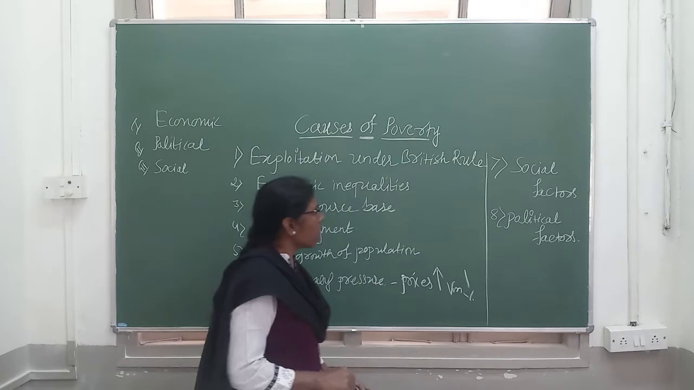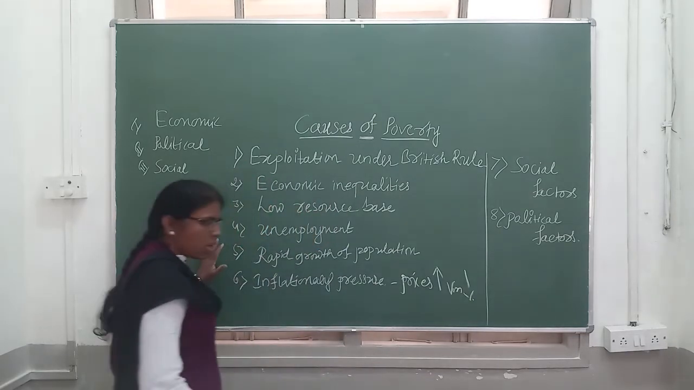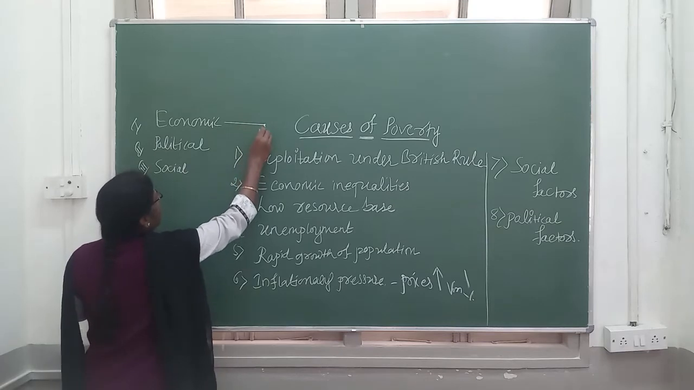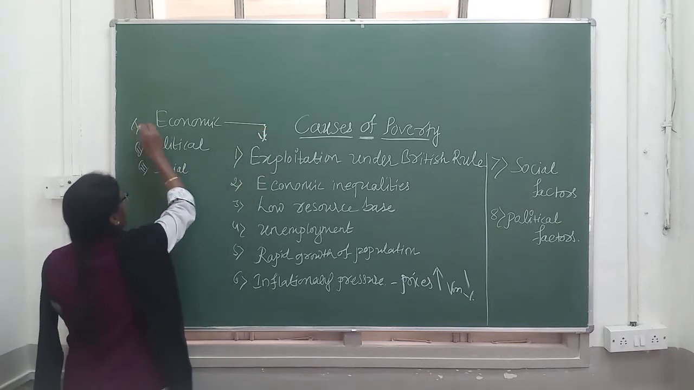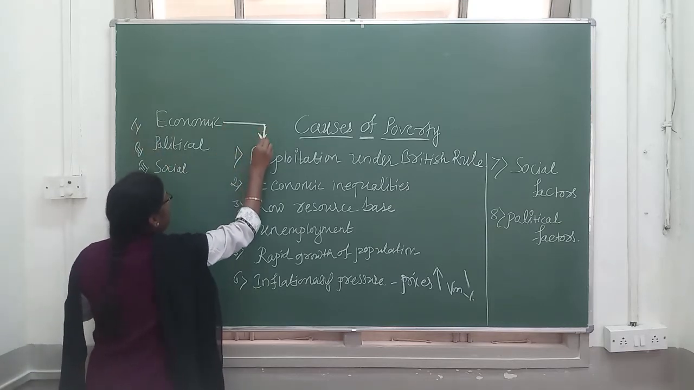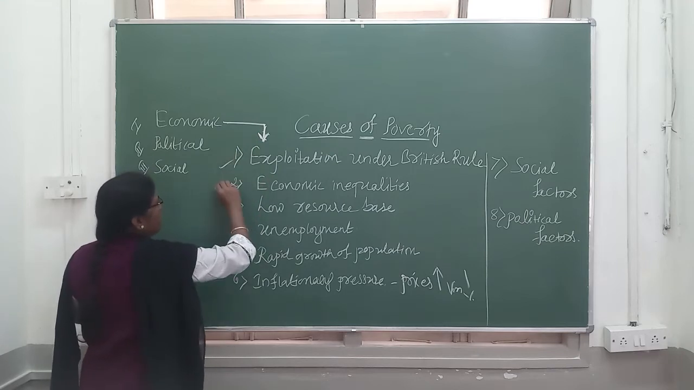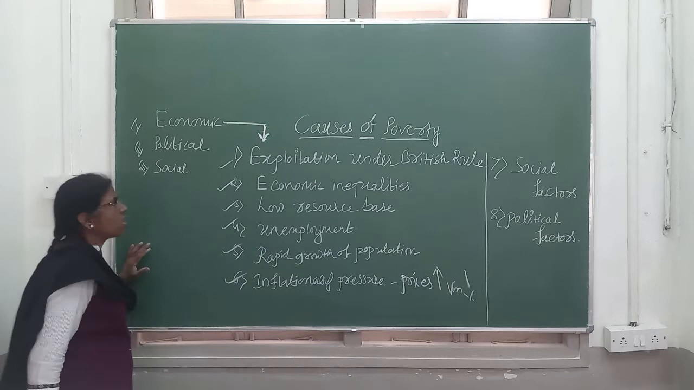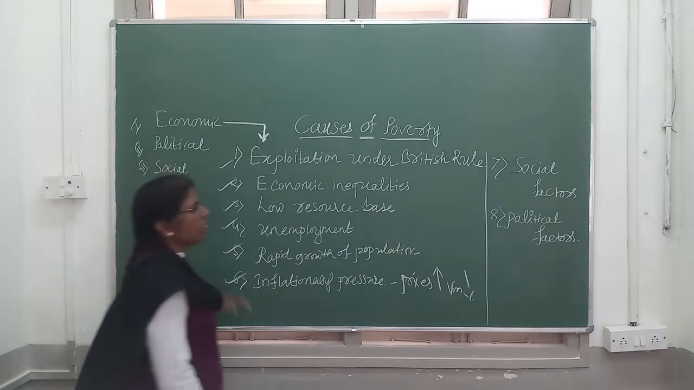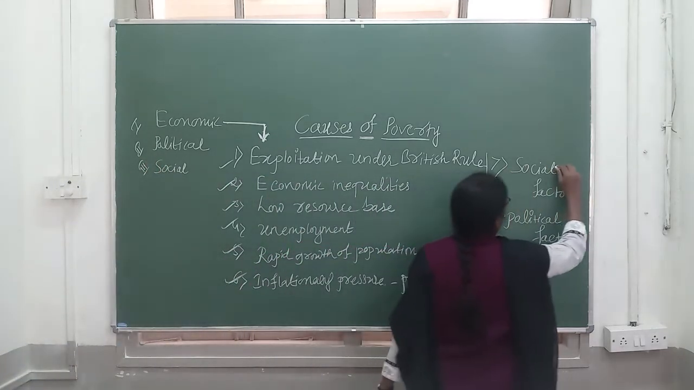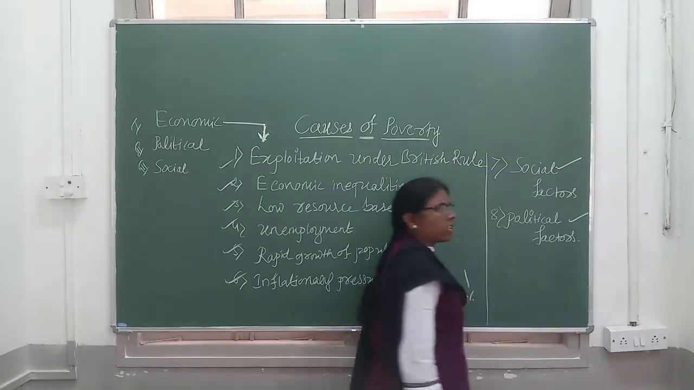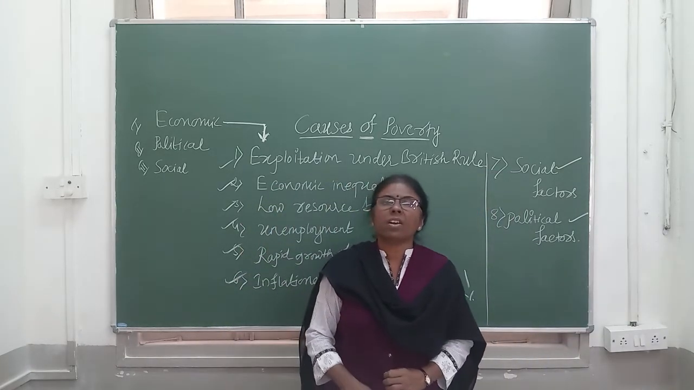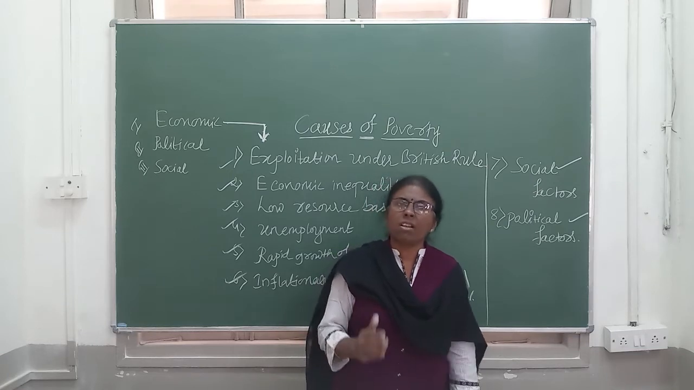Is it clear? And these all are economic causes. Yes, my dear students, these all are economic causes: first one, second one, third one, fourth one, fifth one, and sixth one. Then come to the next one, the social factors and political factors. What are those social factors and what are those political factors?